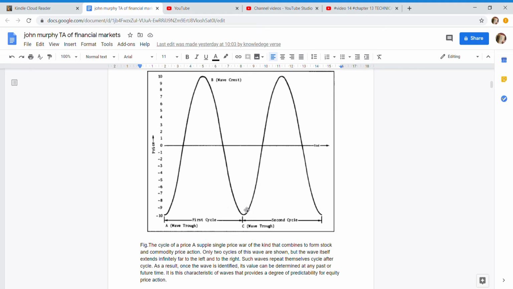Figure: The cycle of a price, a simple single price wave of the kind that combines to form stock and commodity price action. Only two cycles of this wave are shown, but the wave itself extends infinitely far to the left and to the right. Such waves repeat themselves cycle after cycle. As a result, once the wave is identified, its value can be determined at any past or future time.